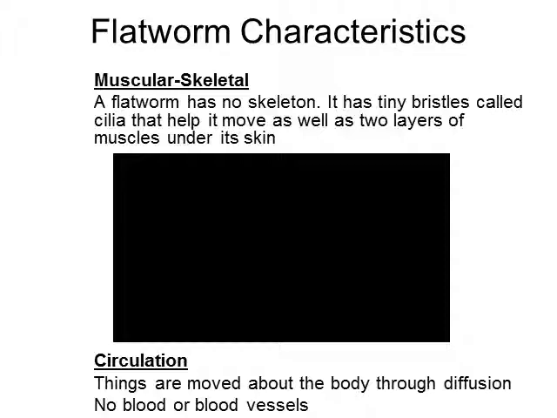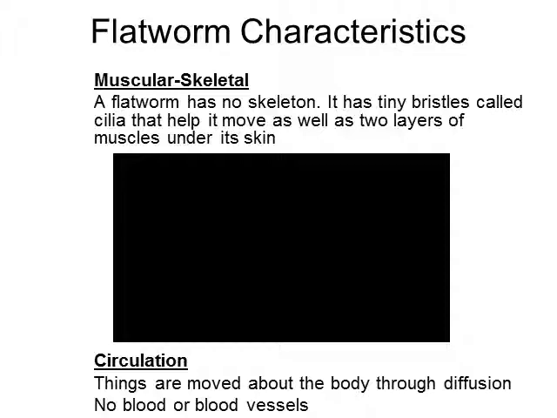I do want to mention circulation. Humans have a heart, and it moves the blood in blood vessels throughout our bodies. However, flatworms are much, much simpler. They have no blood or blood vessels, so the only way things can move around their body is through diffusion. Diffusion is a natural process where things move from more concentrated to less concentrated. It's a very slow process, but it works for the flatworms because they're really tiny and really flat, so things don't have to move that far.